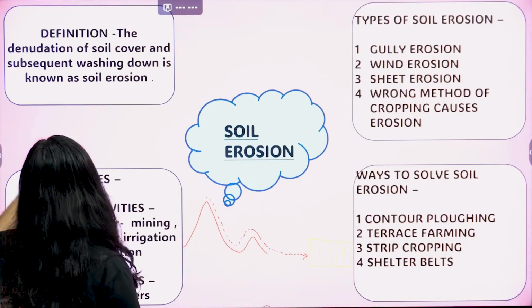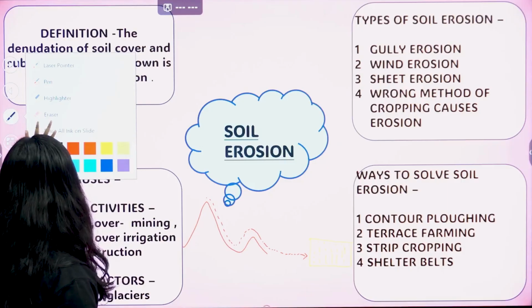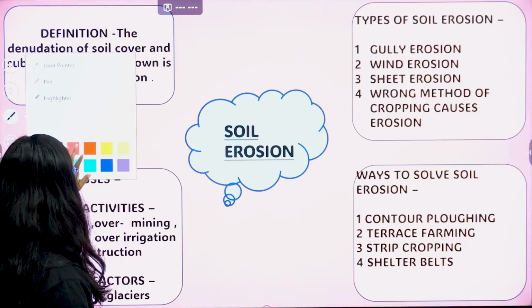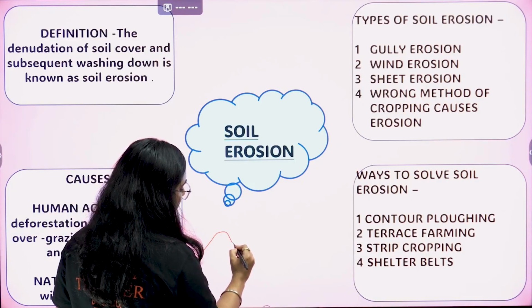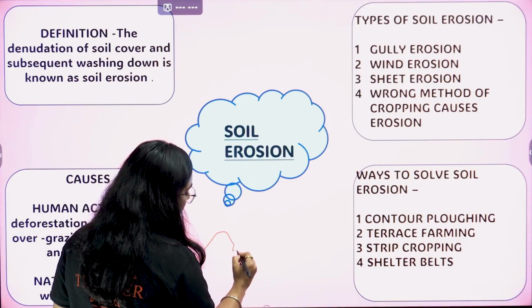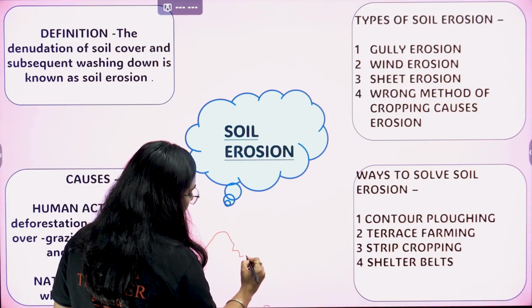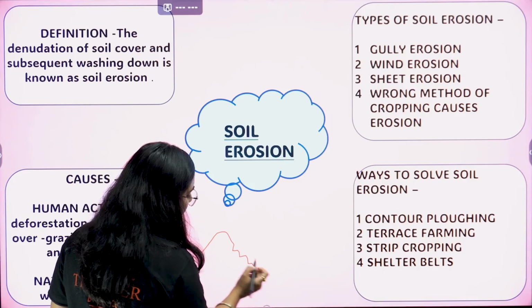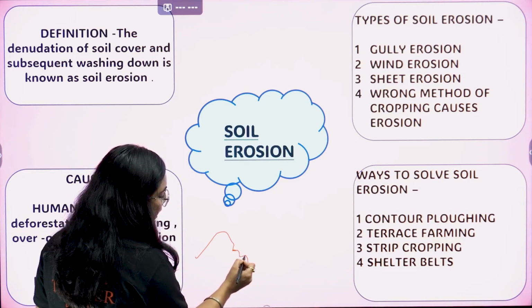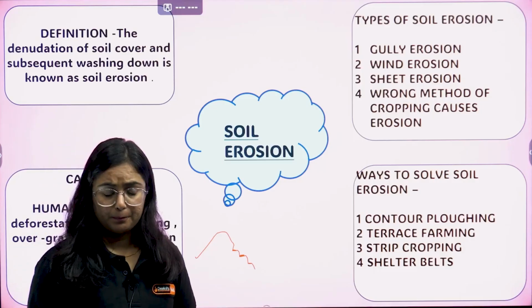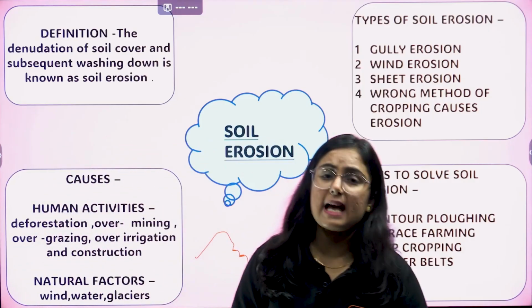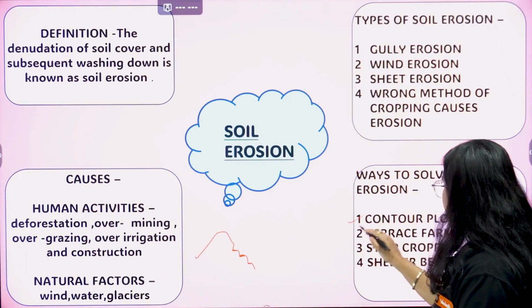The second one is terrace farming. Over the hills, steps are made, and here farming is done. For example, tea gardens in Sikkim and cardamom hills in Kerala. This is the result of terrace farming.